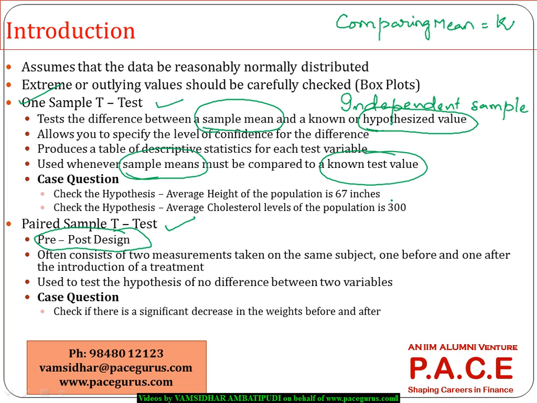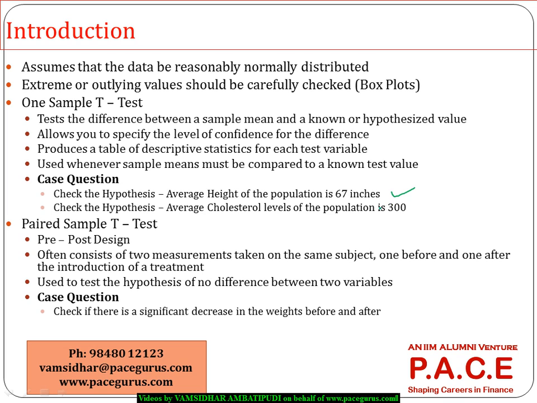I am going ahead with the usage of one sample t-test. So from our case, I am looking at two questions from this case study, saying check the hypothesis whether the average height of the population is 67 inches. So I am comparing it with a known constant value. For that, I'm going ahead with the t-test, and that too one sample, because I'm taking the whole population and I'm comparing it with a constant value. That's where I'm using the one sample t-test.